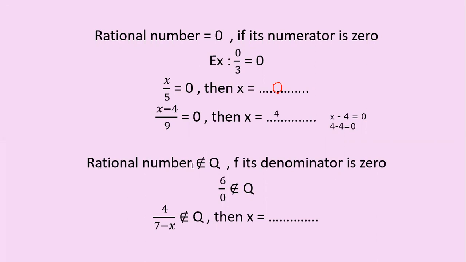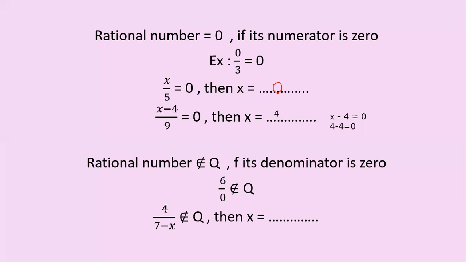Another note, a rational number doesn't belong to Q if its denominator is 0, because we can't divide any number by 0. The division by 0 has no meaning. We can't divide any number by 0. So when we find 0 in the denominator, 0 below, we say this number doesn't belong to Q.